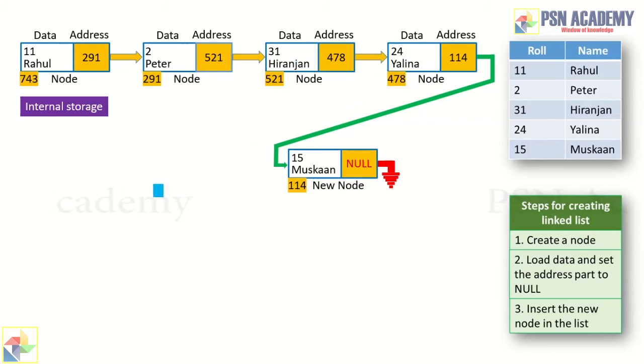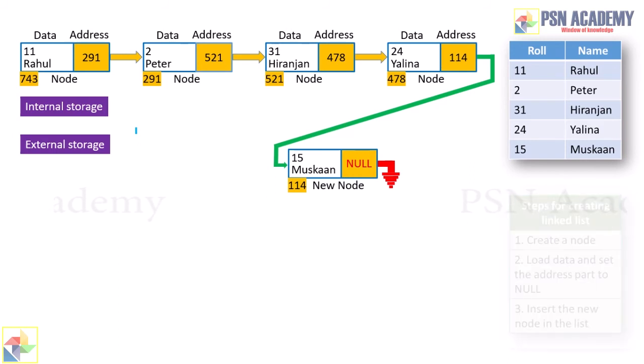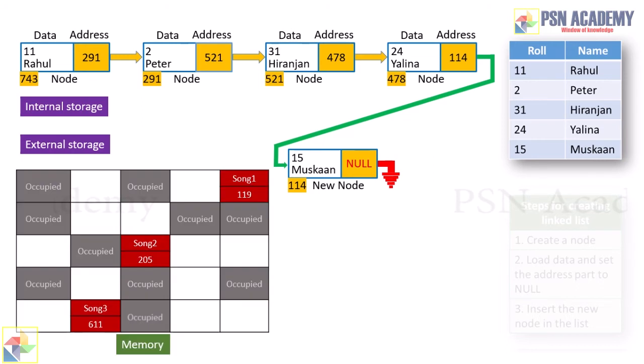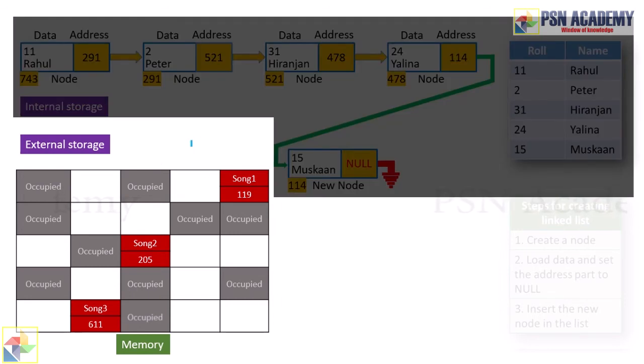Now there is another type called external storage. Let's have the song file example again. Let me blank the upper part. It will be easier for you to concentrate. That is nice now. You see, three songs are loaded at different locations. One at 119, one at 205, and one at 611.